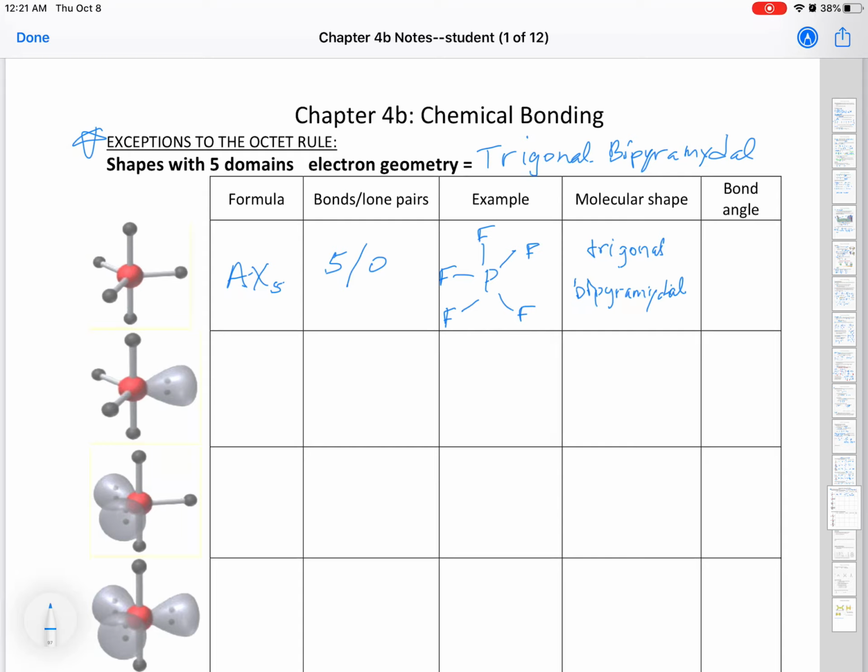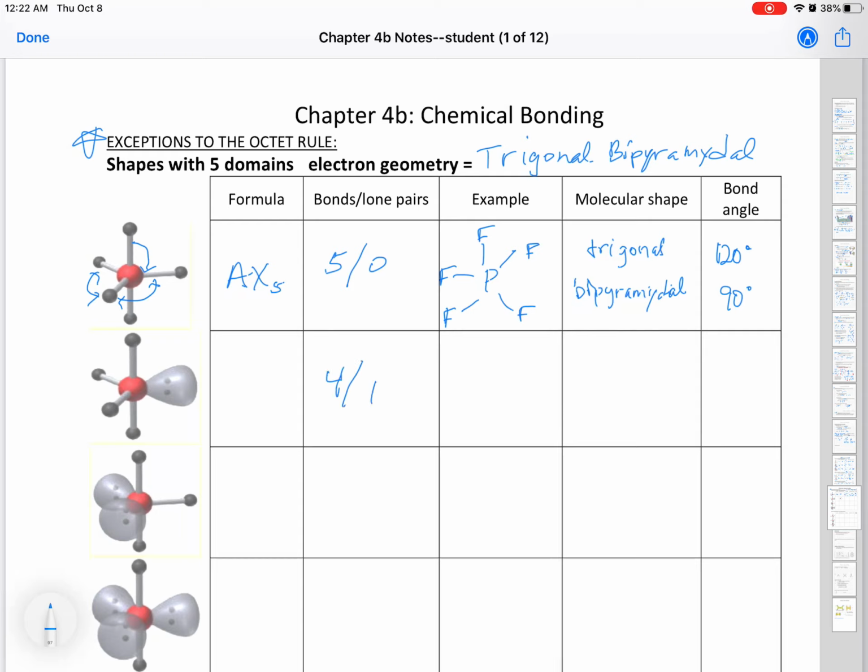Trigonal bipyramidal. And the bond angles, there's two of them. The bond angle between these and these on this middle plane is 120 degrees. But the bond angle between this top one and those middle ones is 90 degrees.